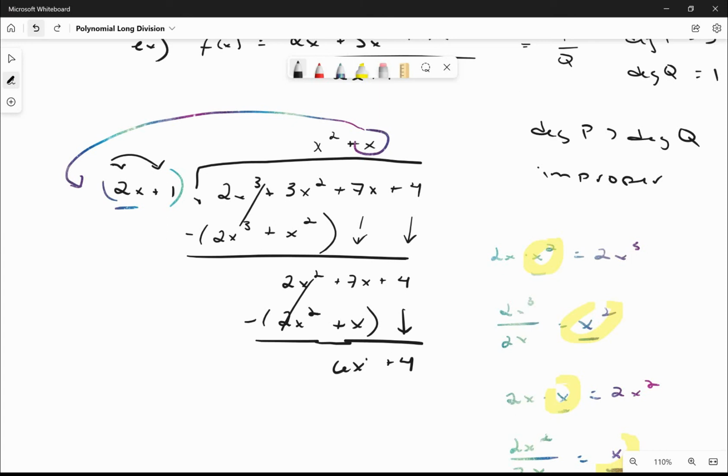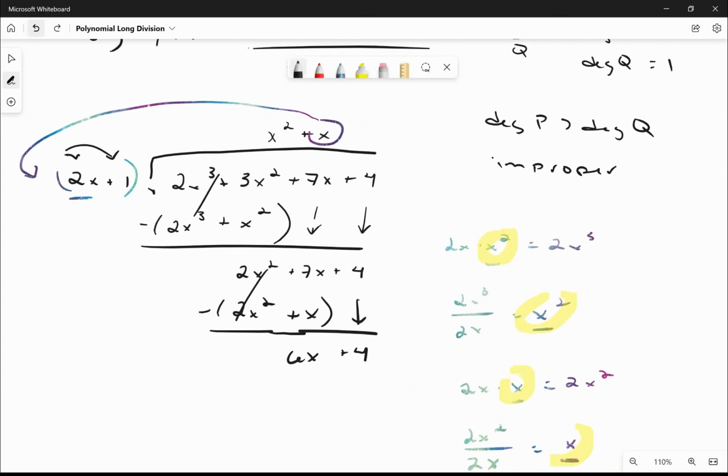And then when we get to the point that what remains is of a lesser power or lesser degree, then we're done. So we still have more work to do here, right? Because we have that 6x plus 4 has degree 1, and 2x plus 1, our divisor, has power 1. So we look at the highest power term, or the leading term here. Stick with our color scheme here.